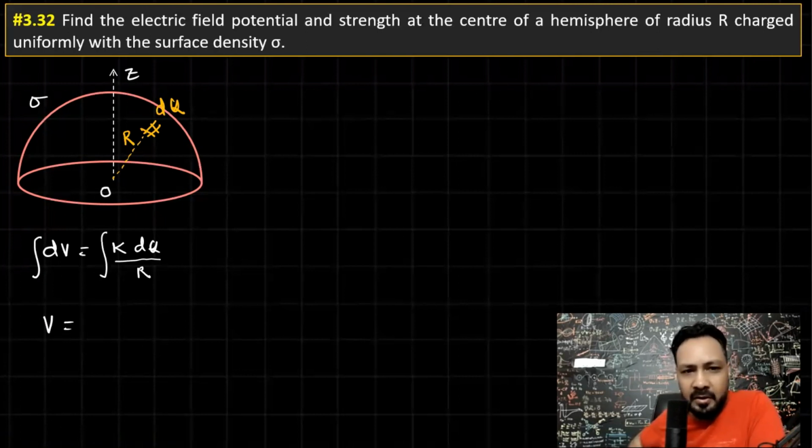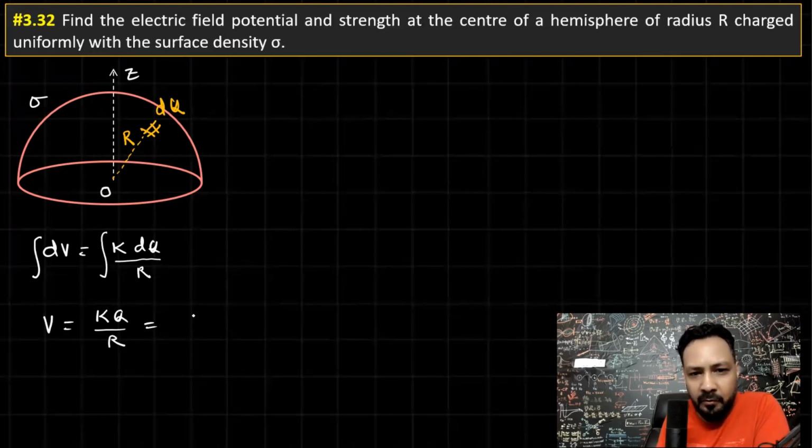All elements are at the same distance, because after all, elements at the surface of a sphere or hemisphere are at the same distance from the center. So this k by r is a constant for that integration. It will go outside. And now the integration of dq will be the total q. So this integration will be simply k total q by r. And q is the total charge of the hollow hemisphere.